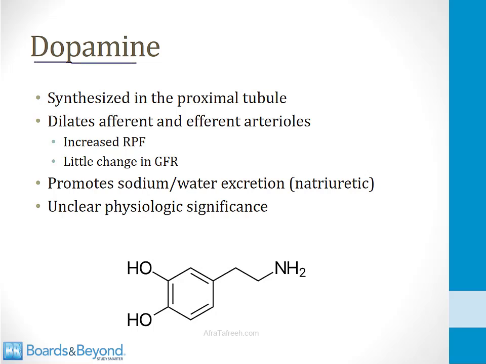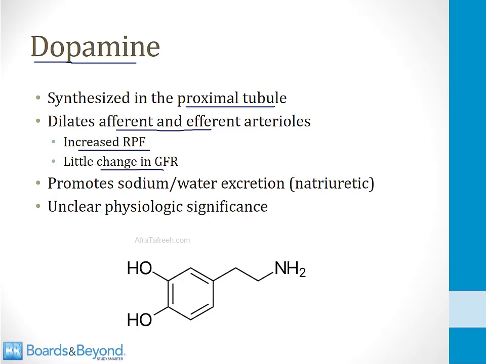Dopamine is synthesized by proximal tubular cells, and at high dosages, as you may know, it's a vasoconstrictor and an inotrope, but at low dosages in the kidneys, it actually can activate dopamine receptors and dilate afferent and efferent arterioles. This will increase the renal plasma flow because you are dilating the afferent and efferent arterioles and allowing more blood to flow through the kidneys. Usually there's relatively little change in the GFR.